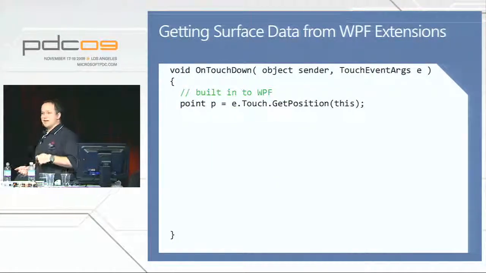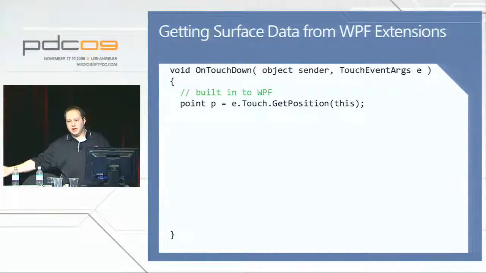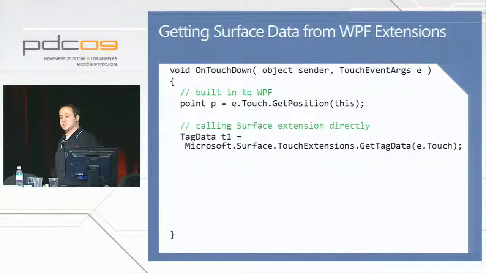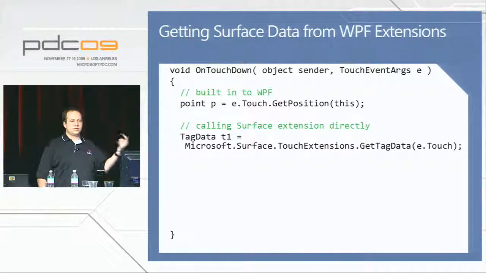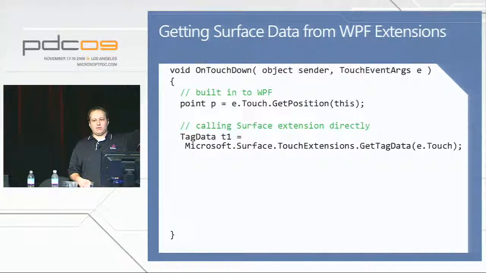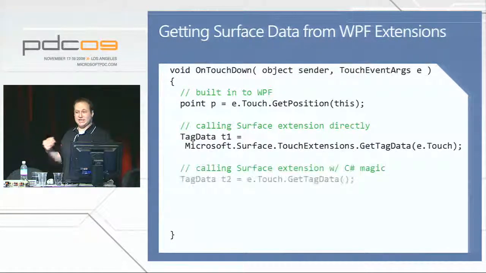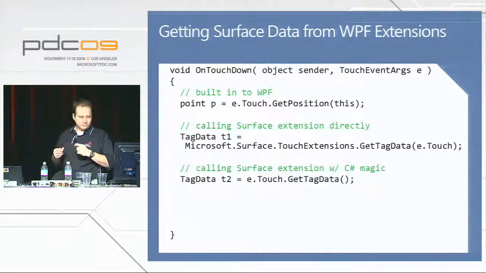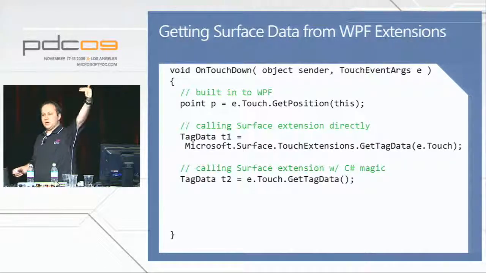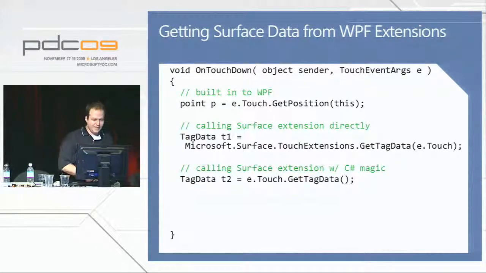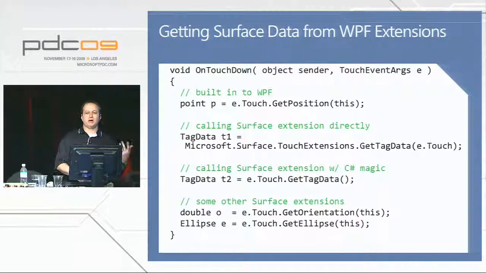So for example, if I want to get the position of an input, I'll call the standard WPF touch.getPosition API. If I want to get something Surface-specific, I can call into some static extension methods: Microsoft Surface, touch extensions, get tag data, pass in my touch, and that will return back the tag data. But because of some new magic in C# extension method syntax, that can all be shortened to touch.getTagData. Behind the scenes, the compiler will turn this line of code into being equivalent of the one before it. And the same technique applies for getting orientation of Surface inputs, ellipse, shape, other stuff like that.